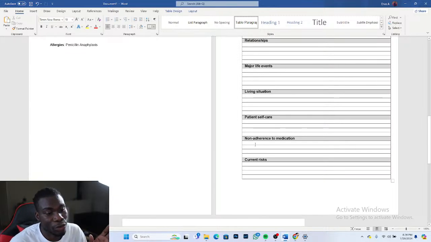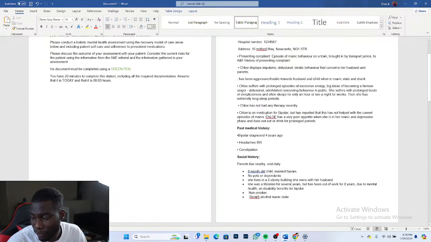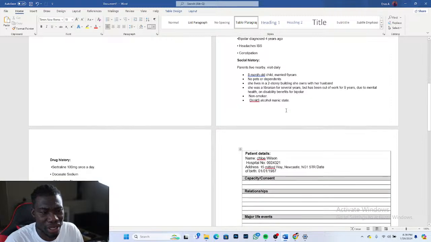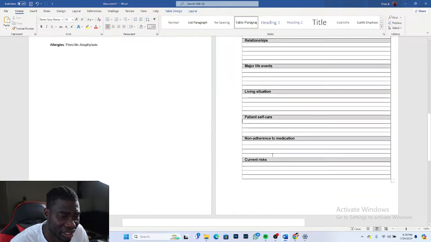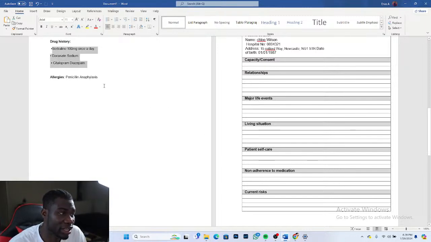Then you can move on to the non-adherence to medication. So here it is also stated that she's on some form of medication, but then the medication is not really working out. So at this point, you can ask her, Chloe, I can see that you are on some medications for your mental health. Do you know the medications the patient is going to give you? These medications that are here, sertraline, diazepam, and then the glucose.